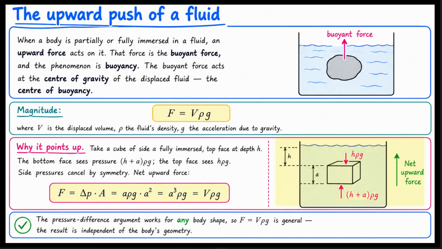The pressure difference argument makes no use of the cube shape, so the same result F equals V rho g holds for any body, no matter how irregular.